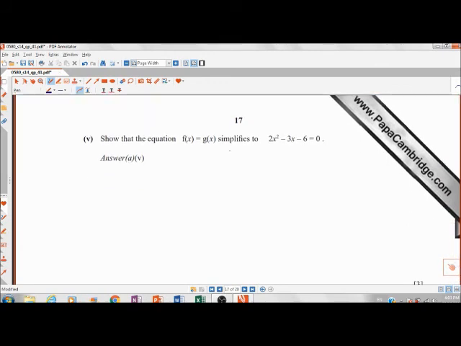Okay, for this one, show that the equation simplifies to f(x) equals g(x). So simply equate them and simplify it until it reaches this form.